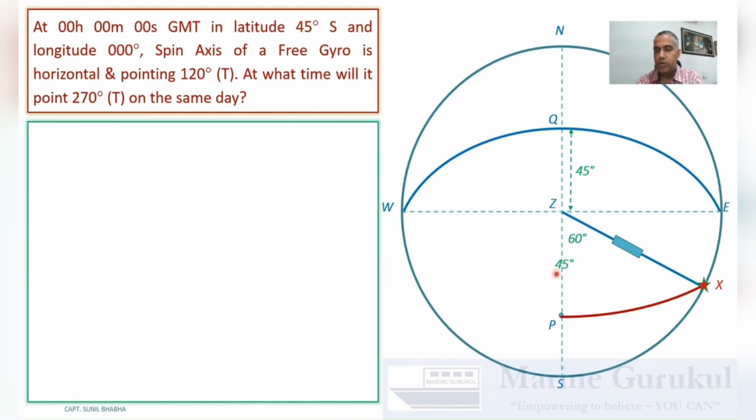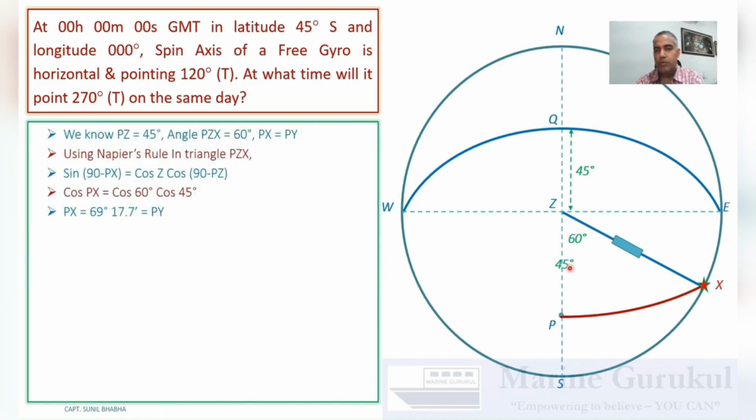So using these two values, side PZ and angle Z, we apply Napier's rule and we first of all find out side Papa X-ray of this triangle. Papa X-ray basically represents the polar distance of this particular star. If we do the calculation, you can see the steps coming up here. The side Papa X-ray is obtained as 69 degrees 17.7 minutes. This is a simple application of Napier's rule.